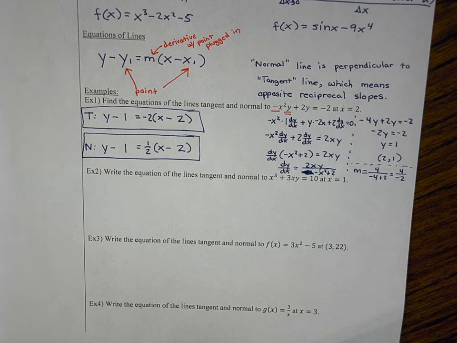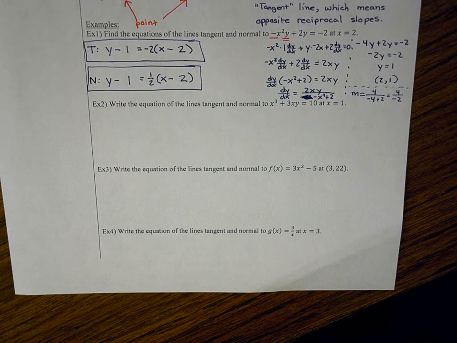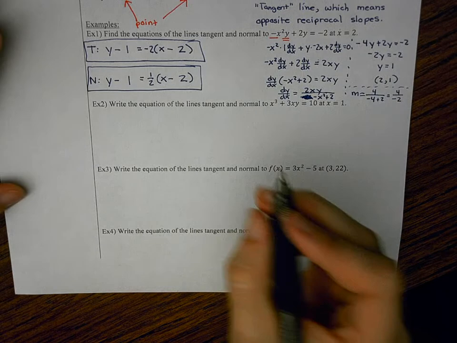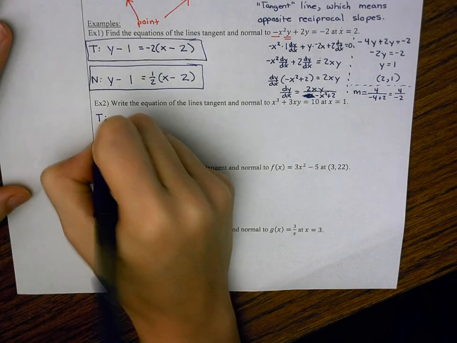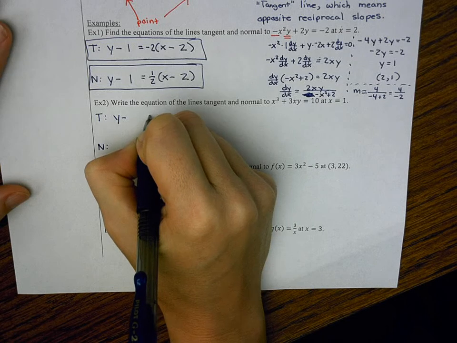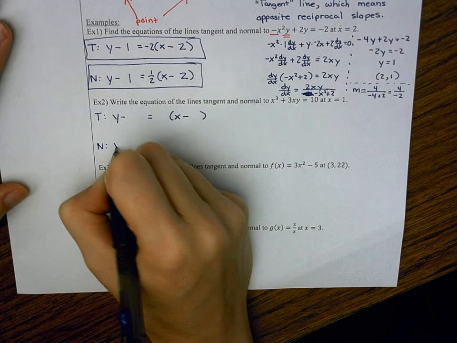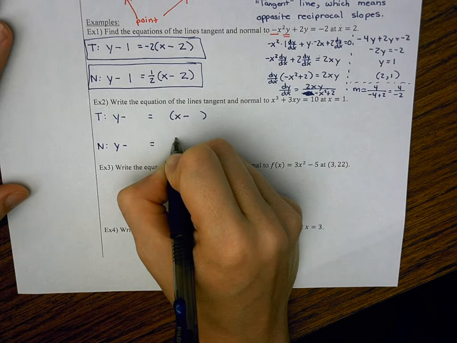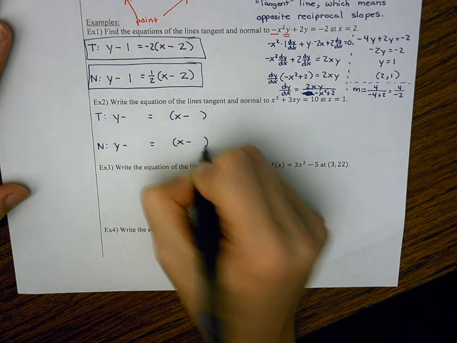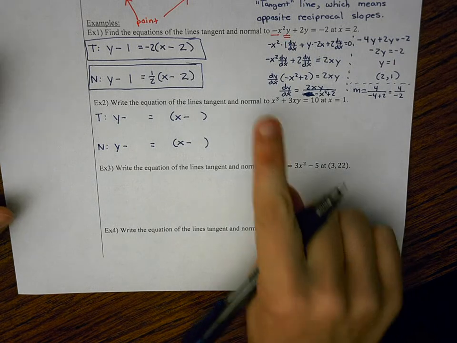Okay, so there are 3 more. Again, if you want to watch another one, go ahead and do so, but at some point pause the video, try it on your own. Okay? Example 2, write the equation of the lines tangent and normal. So let's go ahead and set that up. Tangent and normal. y minus y1 equals m times x minus x1. Okay? And we are finding them to this equation at x equals 1.